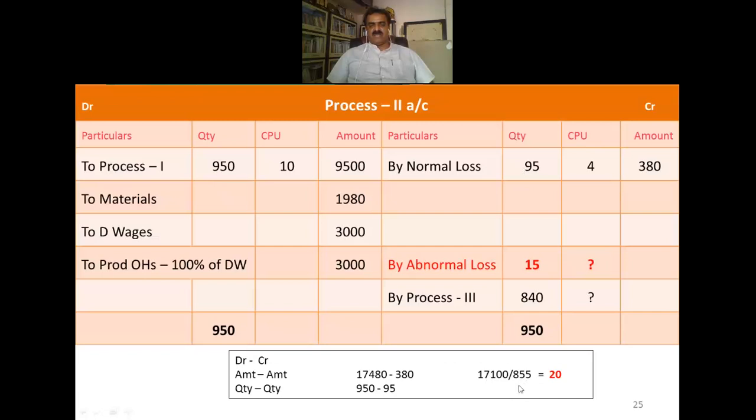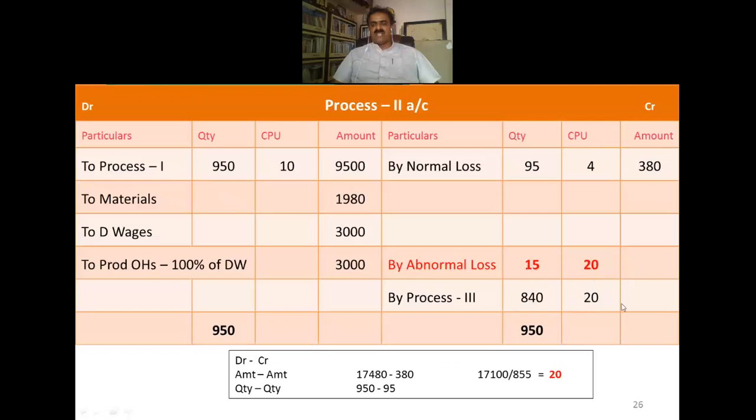Finally, A by B: 17,100 divided by 855. So the amount divided by the quantity, you will get per unit as 20 rupees. This is how you are going to calculate the per unit for this balancing value. So substitute this 20 rupees. By taking the per unit value at which you have arrived, multiply with the quantity, you will get the amount.